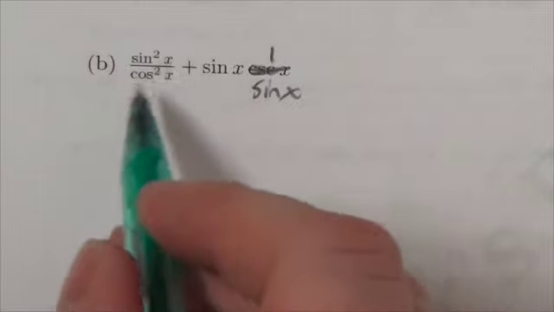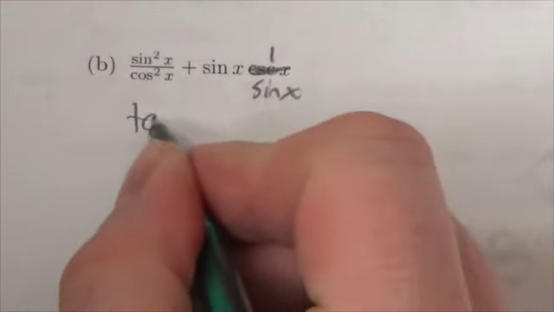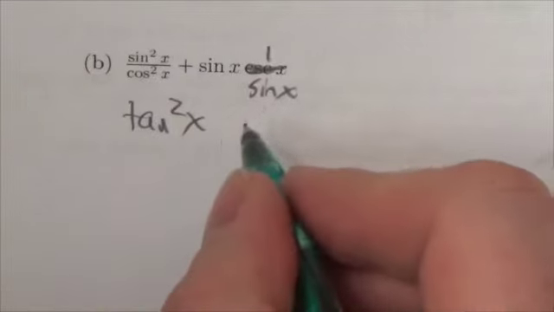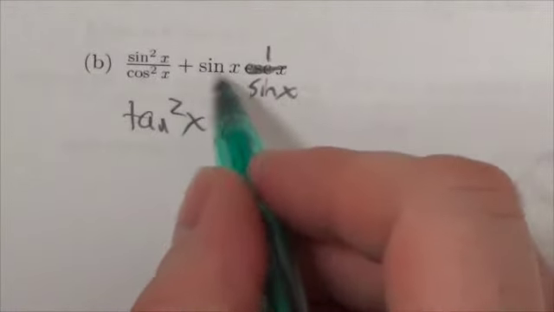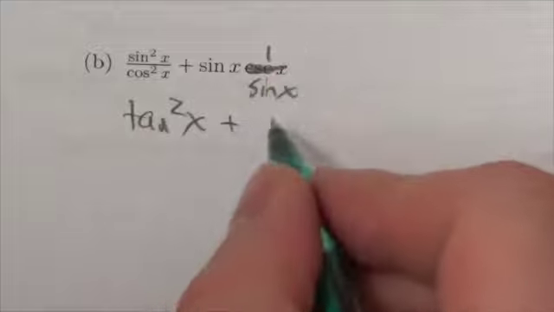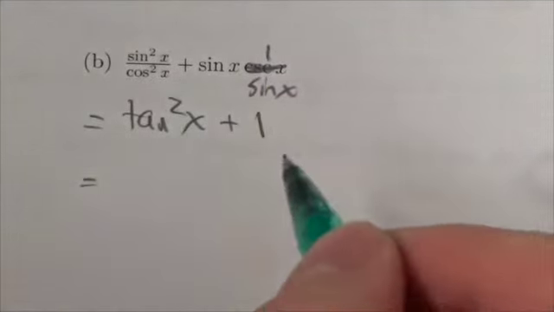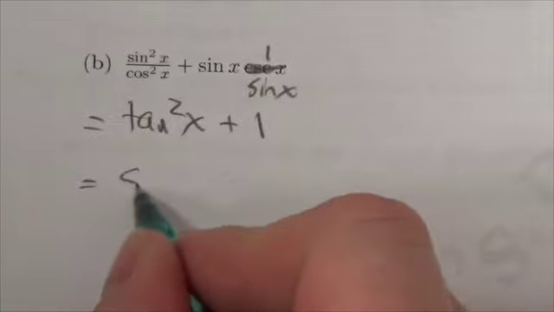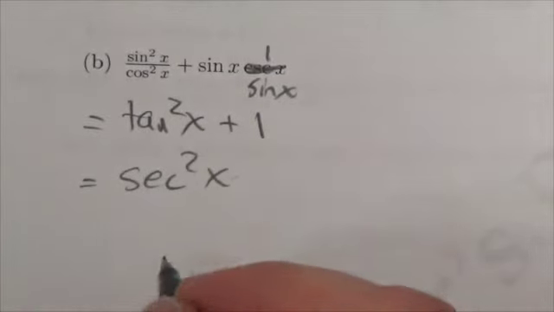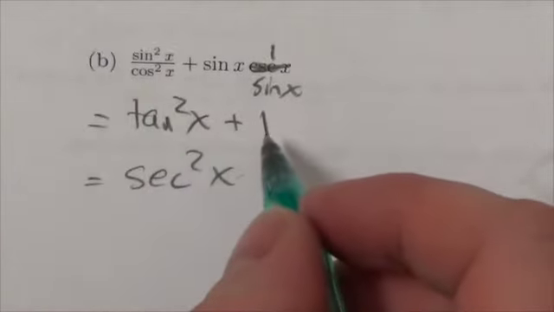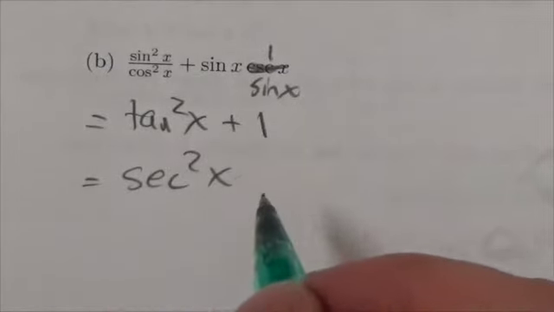So for example, in this case, when I see this right here, sine squared over cosine squared, I know that that is actually tangent squared. And I know that sine times 1 over sine is going to be 1. Now, tangent squared plus 1 is secant squared. Okay? And so very quickly I was able to reduce this down to a single trig function.